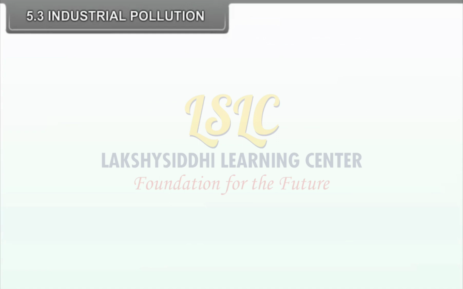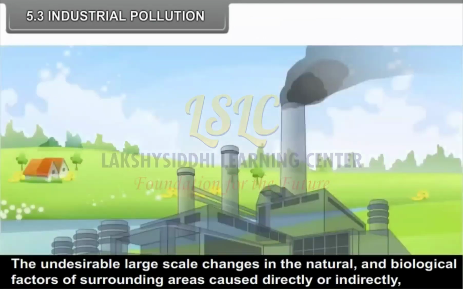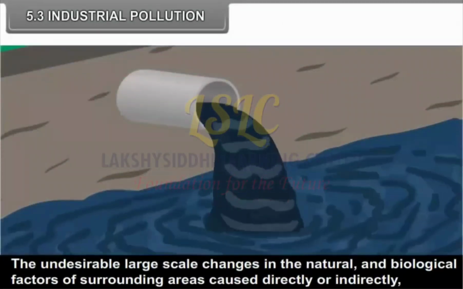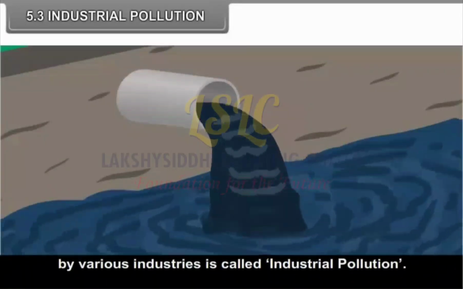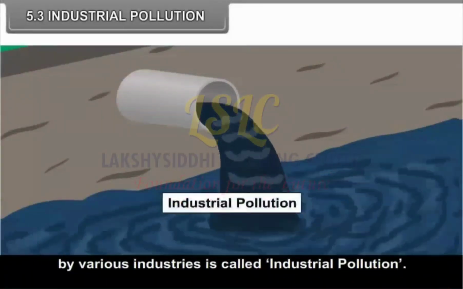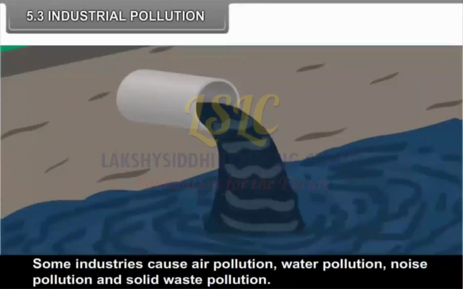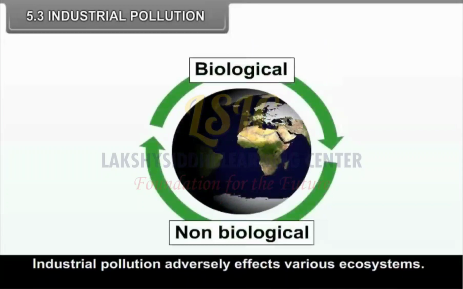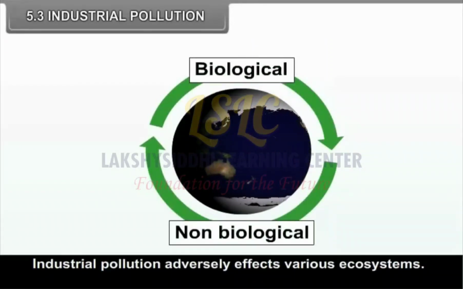5.3 Industrial pollution. The undesirable large-scale changes in the natural and biological factors of the surrounding areas caused directly or indirectly by various industries is called industrial pollution. Some industries cause air pollution, water pollution, noise pollution and solid waste pollution. Industrial pollution adversely affects various ecosystems.